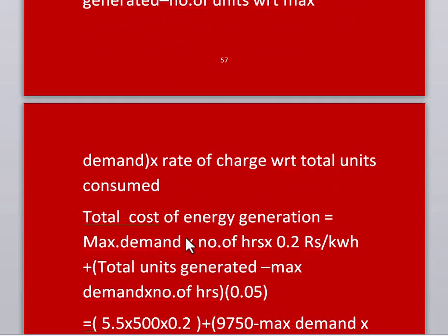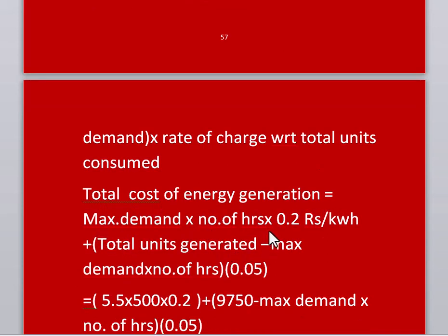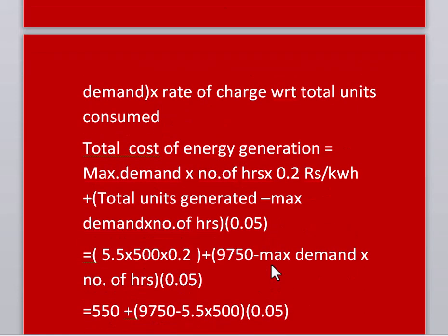So total cost of energy generation can be calculated like this: maximum demand into number of hours into 0.2 rupees per kilowatt hour. Here it is given as 20 pies. 20 pies converted into rupees is 0.2 rupees. Next, plus total units generated minus maximum demand into number of hours. Total units generated is also given and maximum demand is also calculated. The number of hours is also given, that is 500 hours, and the rate is also given as 5 pies. 5 pies means 0.05 rupees.